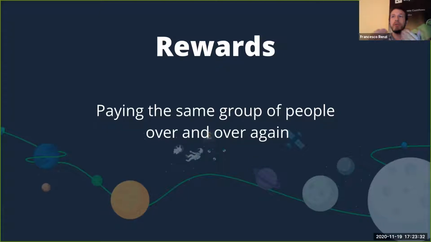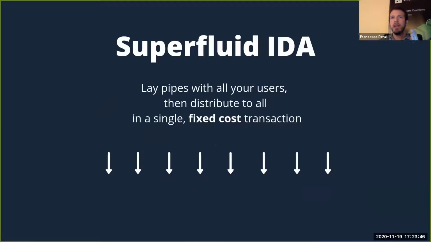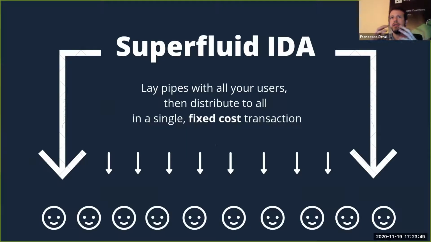So if you think of it from a normal point of view, what you're going to do is a huge number of transactions. You're going to send every single recipient a transaction every time you want to distribute the rewards. But by using Superfluid, you basically connect the distributor, so the person paying, with pipes to all the receivers, right? And once these pipes have been laid, the payer can then distribute money to all of them in a fixed cost transaction. So this means it's going to cost the same if you have 10 receivers or 1 million receivers.